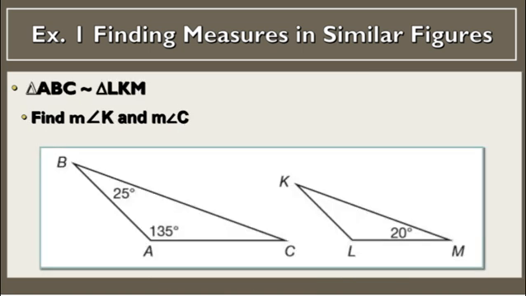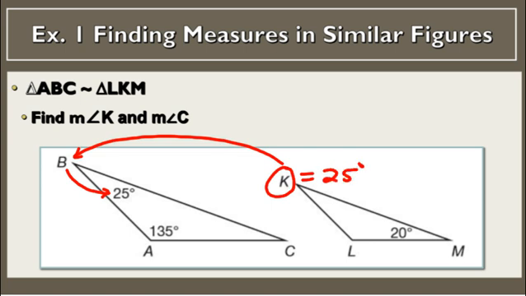Next one, triangle ABC is similar to triangle LKM. Find angle K. K is right here. The corresponding angle in the larger one is angle B, and we're told that angle B is 25. Therefore, K has to also be 25 degrees.